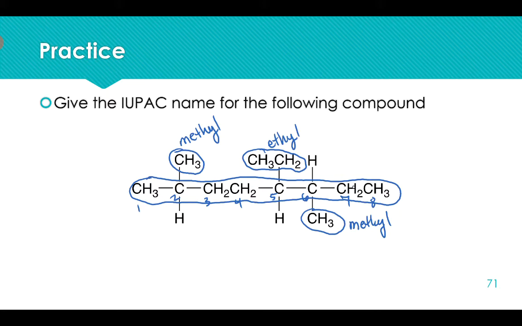If I numbered from this direction, the first substituent would be off of the third one. And so I do want to number starting from this direction so that my first branch is off of the lower number. So I am going to have a 5-ethyl in my name. And I am going to have a 2,6-dimethyl in my name. And then that's going to be octane.